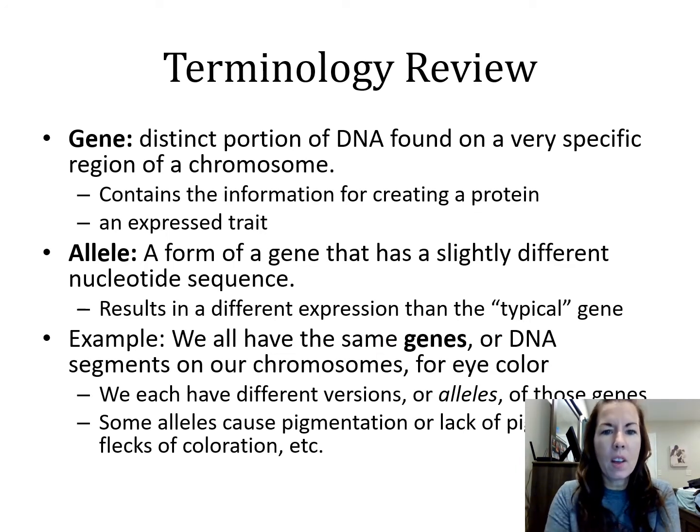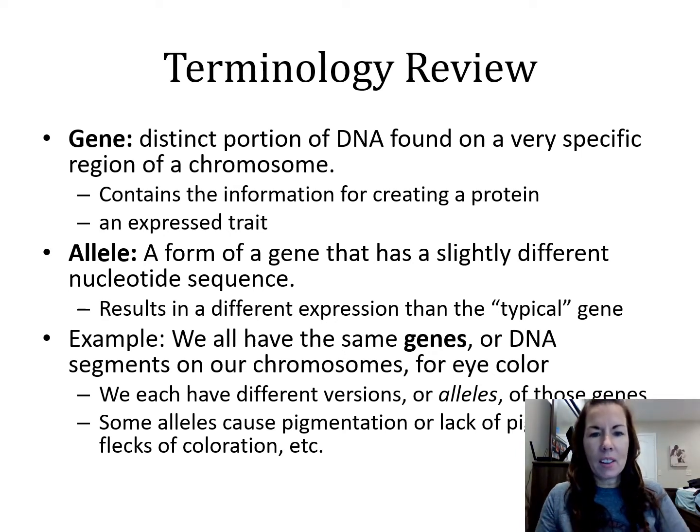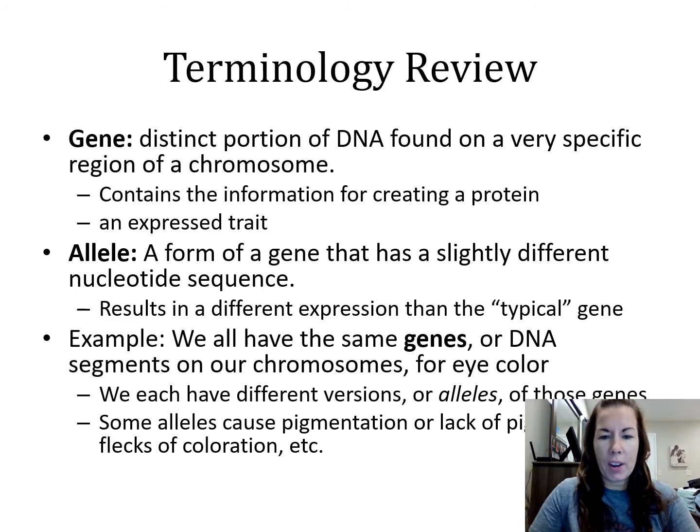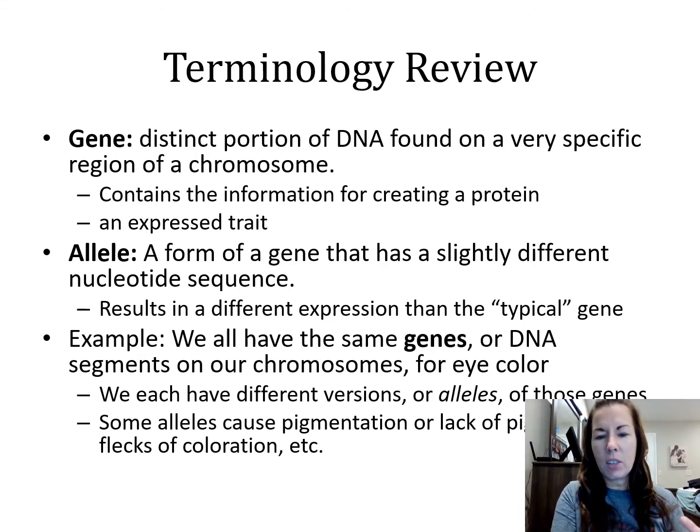So essentially, some review. Make sure that you note that a gene is a portion of DNA found on a very specific region of a chromosome that has the information to create the correct protein. And then remember that a protein always comes out as an expressed trait. Another important thing to note is that an allele is a form of a gene that has a slightly different nucleotide sequence. Like we all have the same genes or DNA segments on our chromosomes for eye color, but we have different alleles or variations of that.